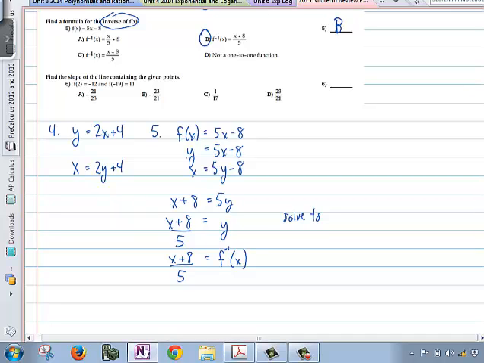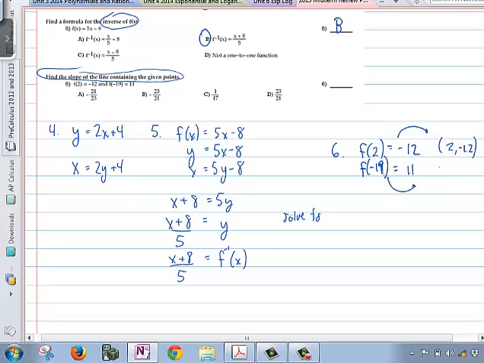And now in the last one, number 6, it says find the slope of the line containing given points, but they've put them in function notation. So you have to remember how function notation corresponds to xy values. So f of 2 equals negative 12, f of negative 19 equals 11. So this means right here that it has a coordinate of 2 comma negative 12, and this function notation means that you have the coordinate negative 19 comma 11.